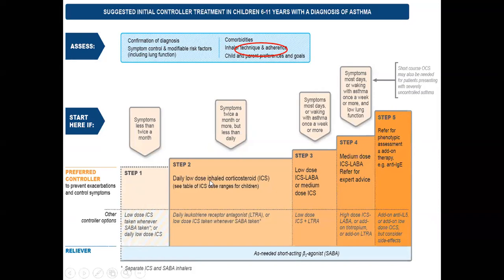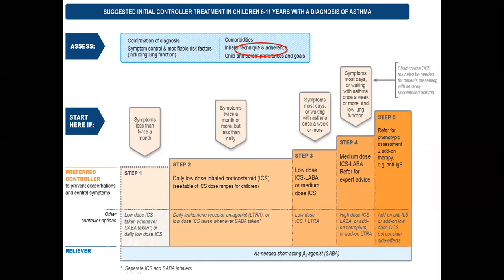Step 2, I am going to start low-dose inhaled corticosteroid on a daily basis. Step 3, I am going to start low-dose inhaled corticosteroid along with long-acting beta-2 agonist. Step 4 is medium-dose inhaled corticosteroids along with long-acting beta-2 agonist. And in children alone, short-acting beta-2 agonist is still the reliever of choice.